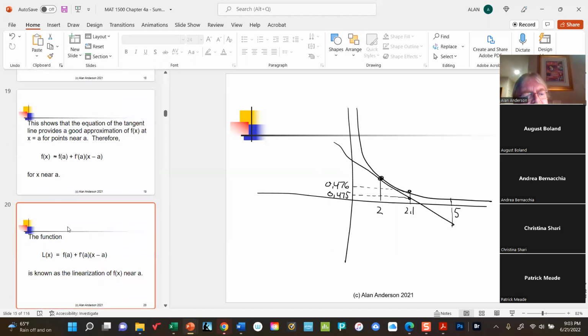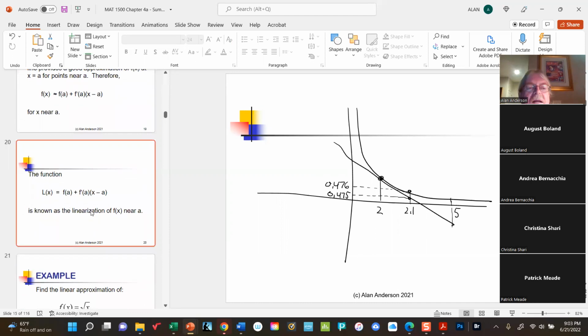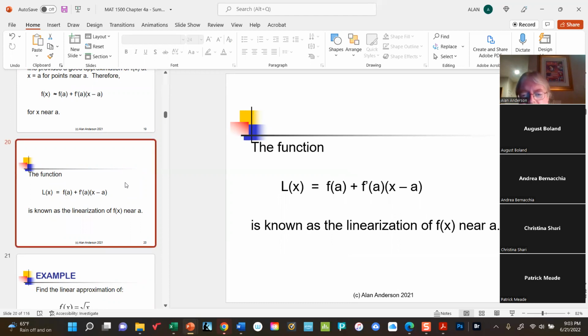All right. So the formula that we just used gets a special name. It's written in this book as L of x. It's called the linearization of f of x near a. In other words, it's a linear approximation to the function at point a.